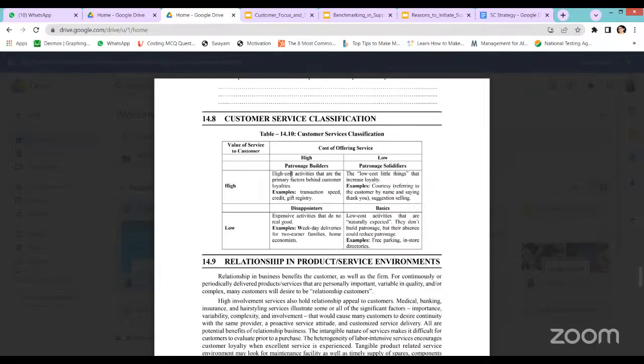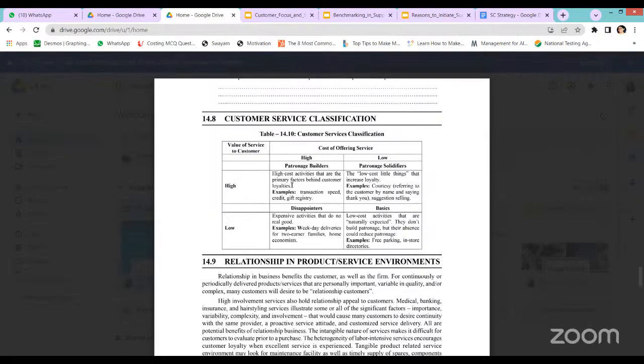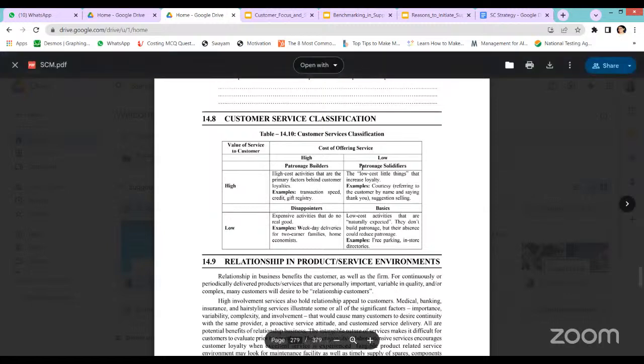Yes, there are certain customers who are called patronage builders. Their activity is high cost, the primary factors behind customer loyalty. They are high value customers and high cost customers, called patronage builders. High value but low cost are those patronage solidifiers.